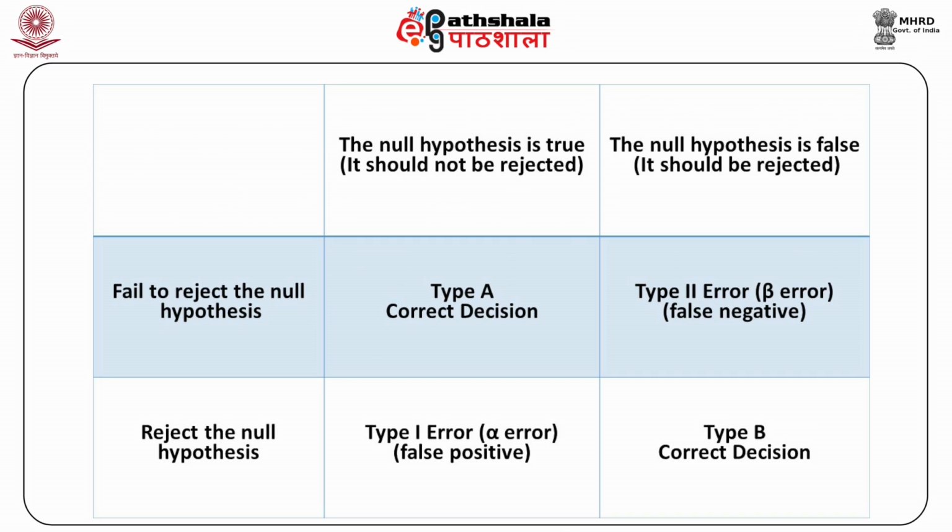But if we fail to reject the null hypothesis, when the null hypothesis is false, then we commit a type 2 error or the beta error. It is called the false negative. Rejecting the null hypothesis, when the null hypothesis is true, then we commit type 1 error, also called the alpha error or the false positive.